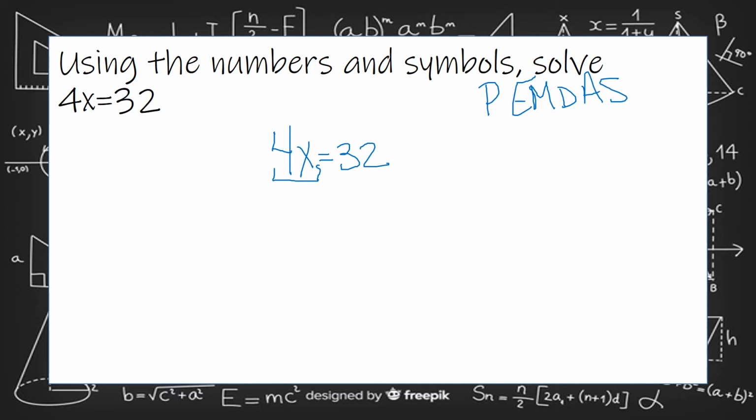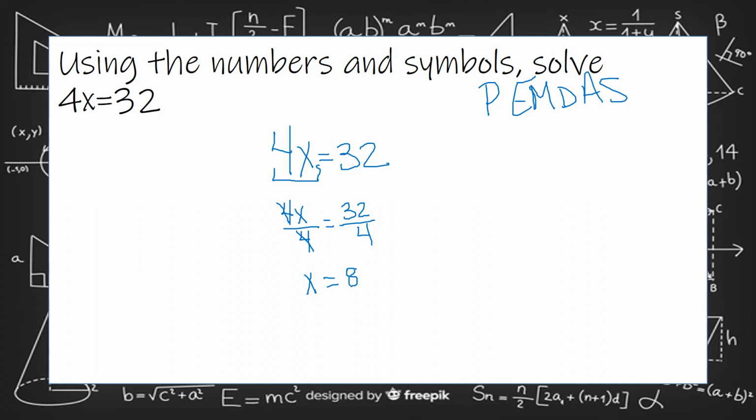So if we have 4 and x multiplied, we are going to divide it. Now, 4 divided by 4 just gives me a 1. But instead of writing 1x, math people are sometimes lazy and just write the x. These will cancel out because they divide to be 1. So a lot of times you will hear the word cancel. Then 32 divided by 4 gives me 8.